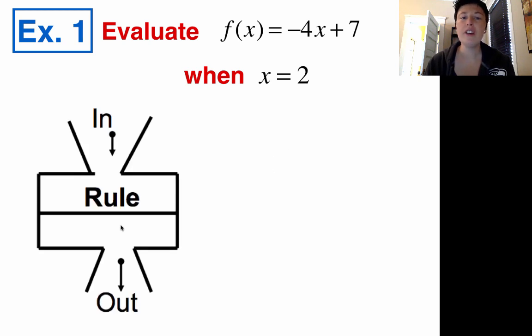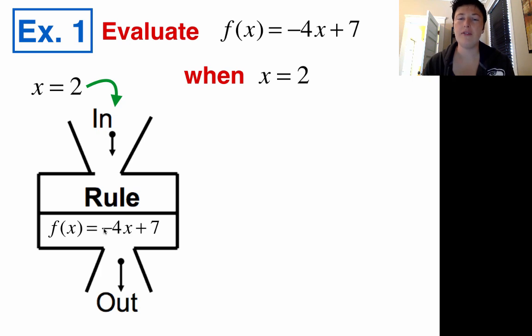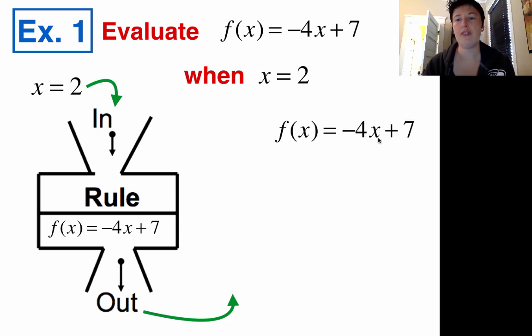So in terms of that function machine, here's another variation or picture of my machine. My input is going to go into my rule, and out is going to come my answer. So my input is x equals 2, and I'm going to put it into this rule, f of x equals negative 4x plus 7. And over in this blank space over here is where I'm going to do my math to get my output. So here's my function, negative 4x plus 7, but I want to input 2.